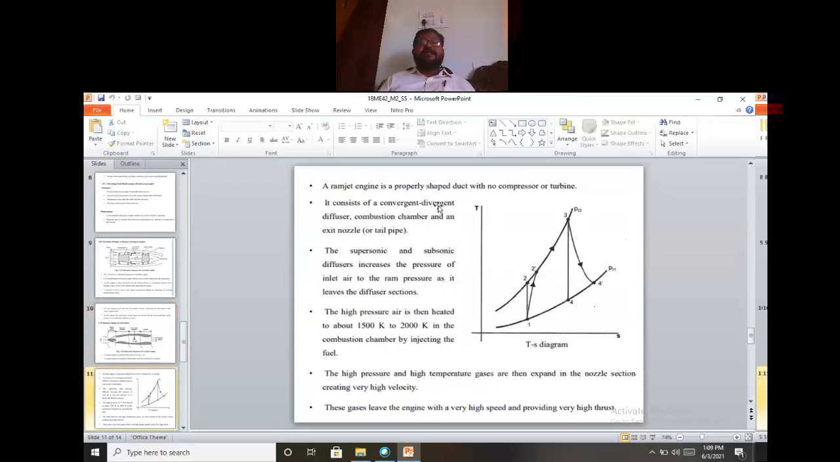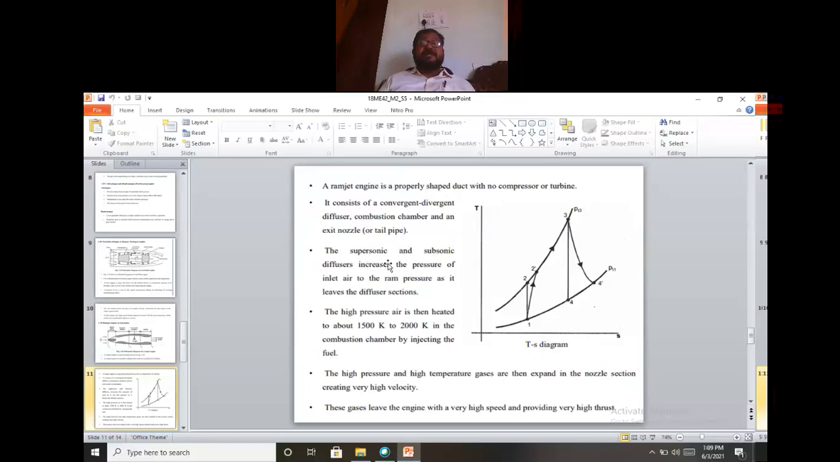It consists of a convergent-divergent diffuser. Convergent and divergent means the area is smaller at first, and after that it goes on increasing. Finally, there is a diffuser, combustion chamber, and exhaust nozzle, like a tailpipe.